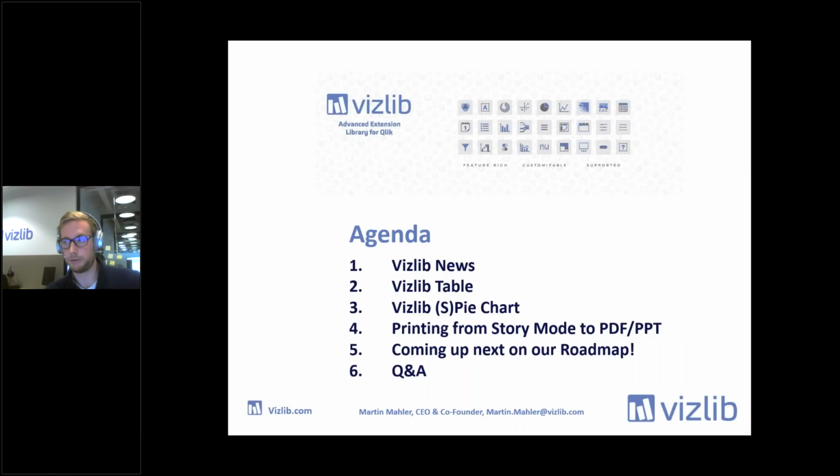Then I'm going to show you some stuff that we released on the Vizlib Table, which is not so exciting, but very material, around conditional formatting. The Vizlib Pie Chart that we released ahead, actually, of the November release, and give you an update on our printing from story mode to PDF to PowerPoint, which has been an ongoing request for most of you who have been using story mode for the past couple of months. So this is to show you where we are, which is actually very positive. And I think I'll focus a lot today on what's coming up next on our roadmap: the Vizlib sheet menu, to give you a glimpse of how it looks, and also a KPI enhancement that we've kept secret from you so far.